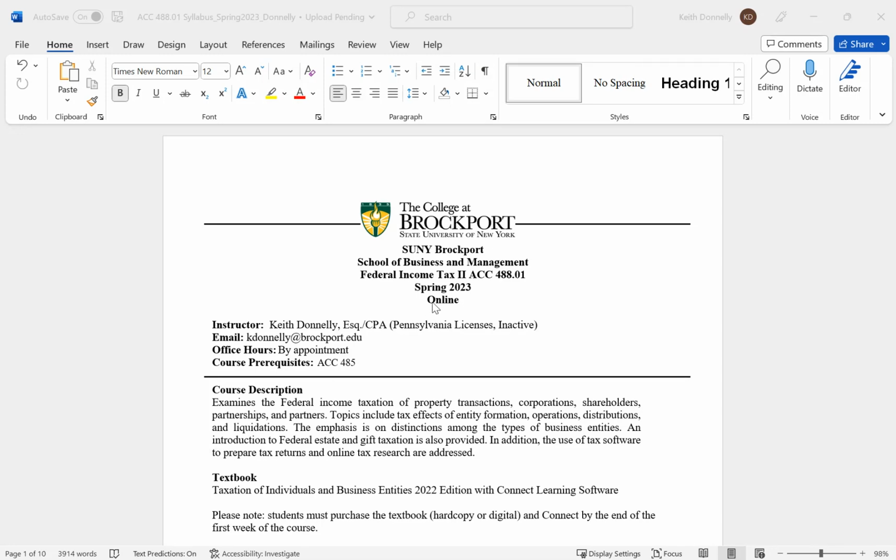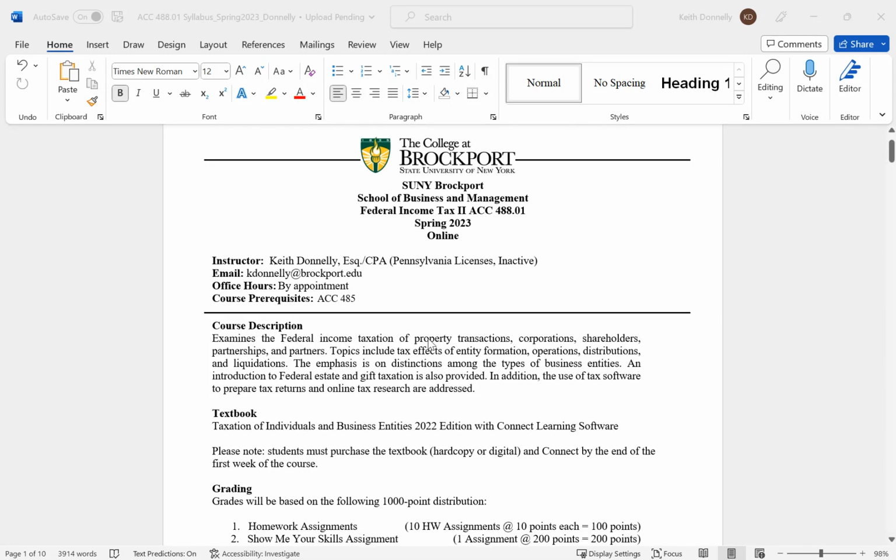So here we're in Federal Income Tax 2. We're really going to be looking at business taxation. So we're going to be looking at partnerships, corporations, and then on the back end a little bit of different topics, but generally we're going to be looking at the tax consequences from cradle to grave, from forming a business to operating a business to shutting a business down. What are all of the tax consequences that would happen in there?